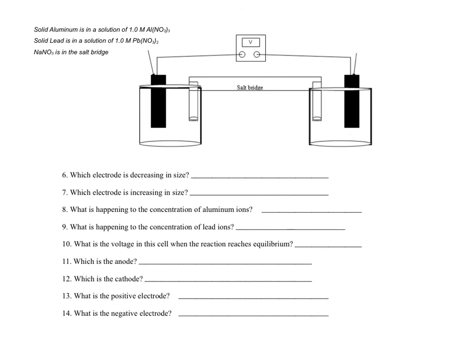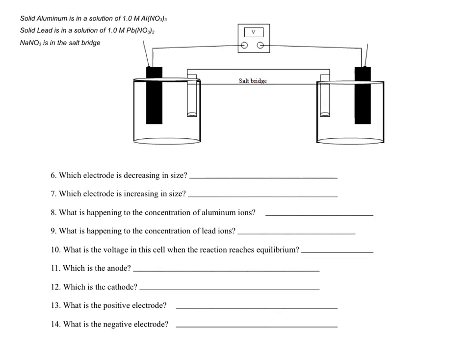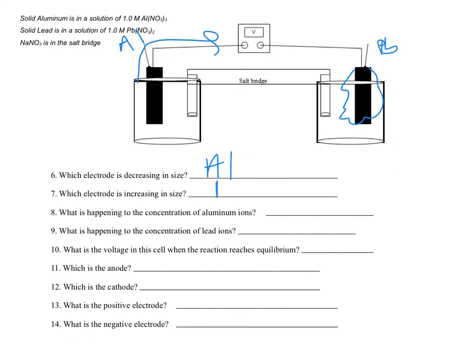Okay, last question is talking about the battery. Which electrode is decreasing in size? It's always going to be your anode, because it's the one that's losing electrons. And so our anode in this example was, or has been, aluminum. Which electrode is increasing in size? It will always be your cathode, which in our example was lead.